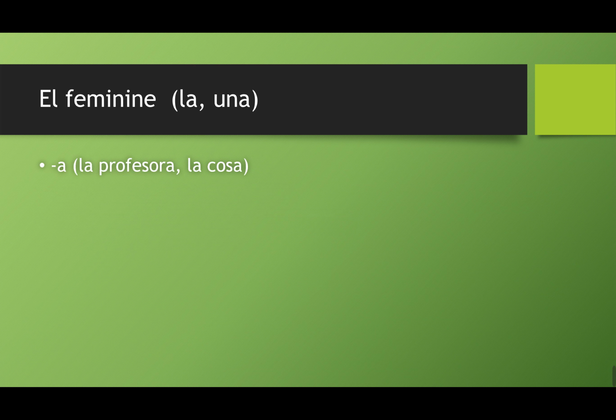The feminine, la, which is "the," or una, which is "a," are words that end in a. La profesora, la cosa. But there are also a whole bunch of words that end in a that are masculine, right? So as a rule, when you're remembering a new word, you have to remember the gender of that word.